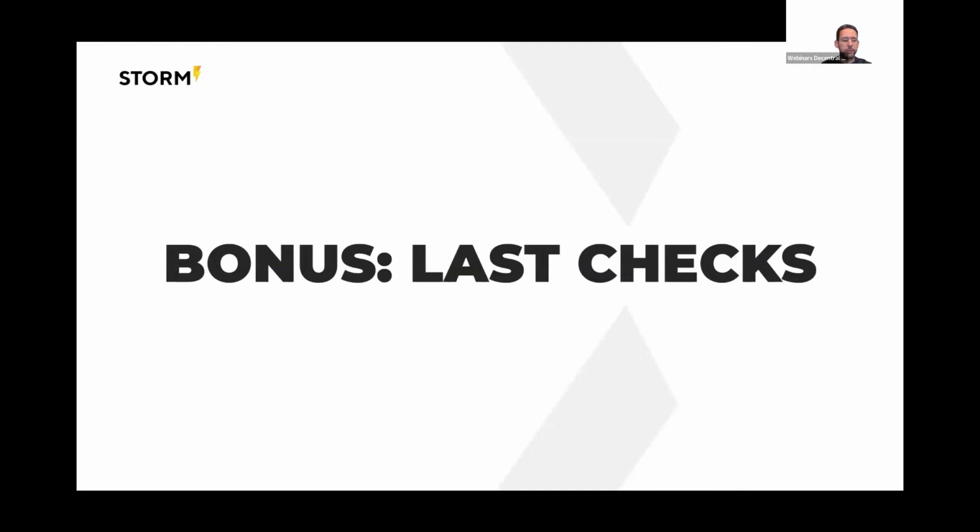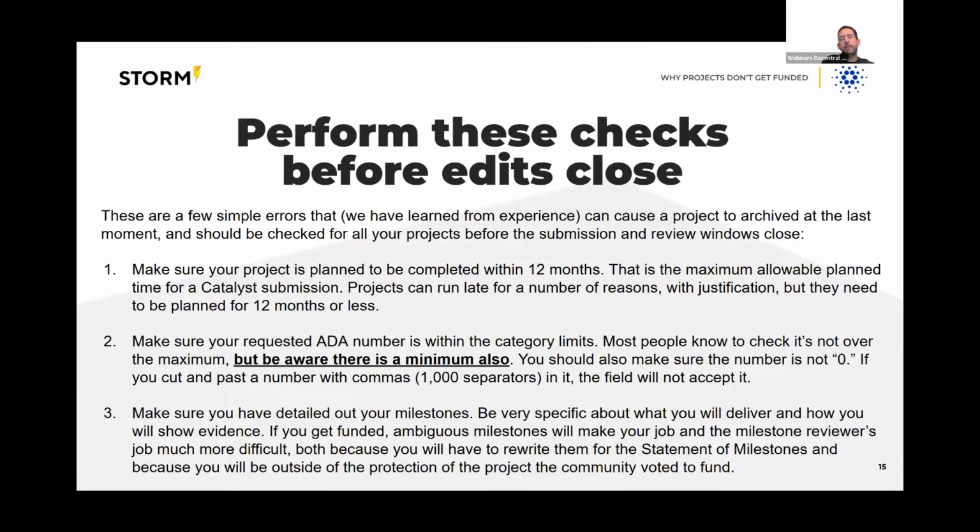We're gonna add a little bit of a bonus section to this, which is down to the last checks that you should do before edits get locked out. And these are really things that we've learned the hard way. So when you enter the final period, usually the 6 days after, or 3 to 6 days after submission ends, and you can still edit your project, these are things that you should really check. And they're things that can save you a lot of pain, especially if you get funded.